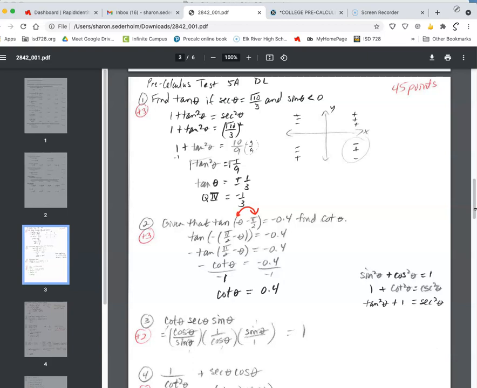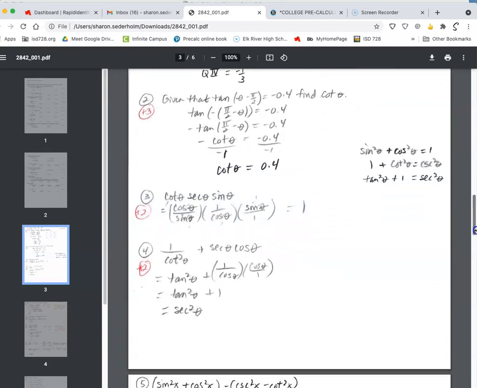And tangent, we cannot drop the negative. It is not even. We have to keep it. So once we get to this point, we see the tangent of pi over 2 minus theta. Well, the cofunction for tangent is cotangent. So you substitute cotangent in, and you realize, well, they gave me cotangent, it's negative 0.4. So all I have to do to get cotangent alone is divide both sides by negative 1, and I'll have cotangent. So any problem like this that's using the cofunctions has to get us thinking, okay, it's sine and cosine, secant and cosecant, tangent and cotangent that are cofunctions. Their names tell us what they're doing.